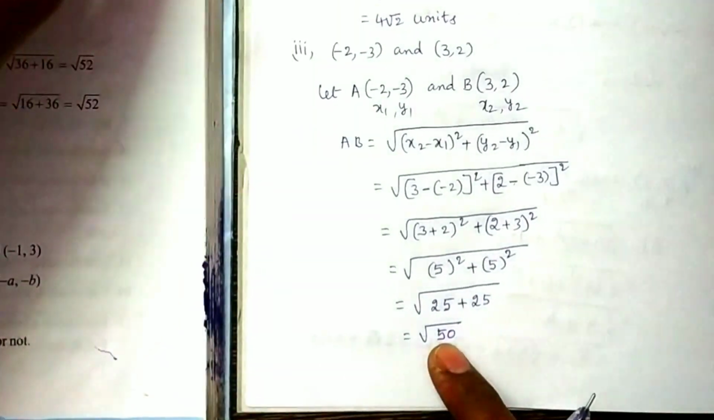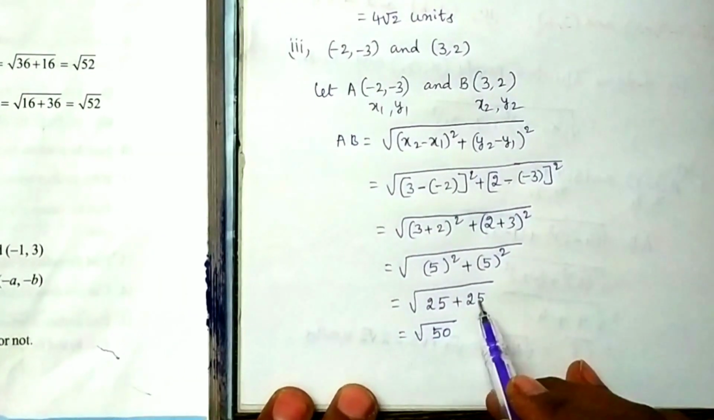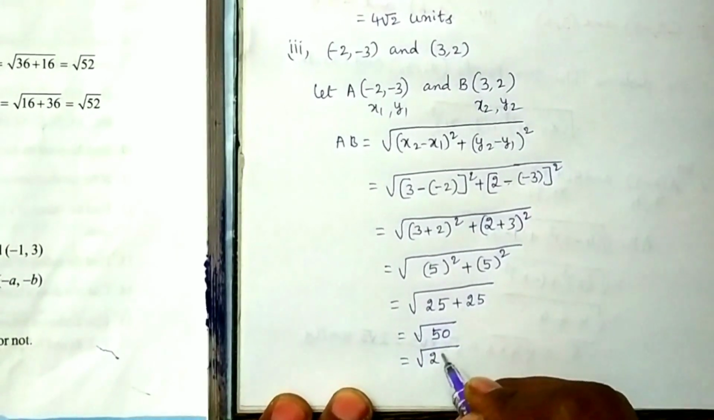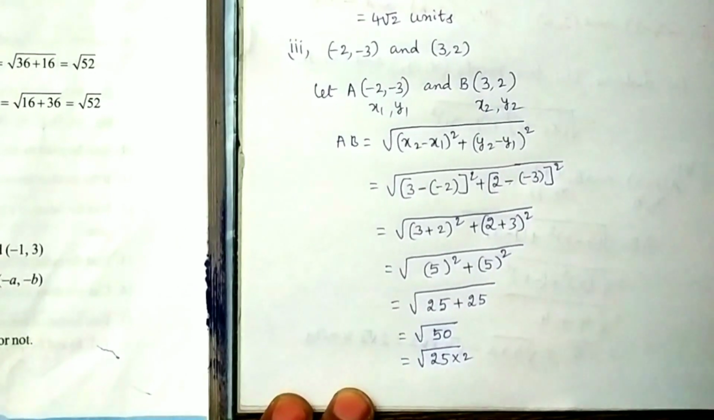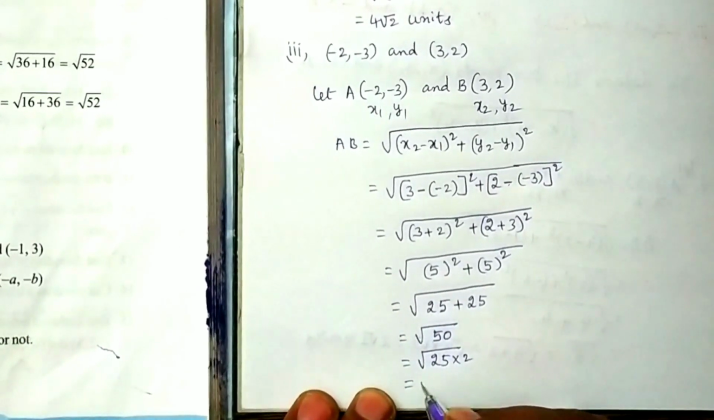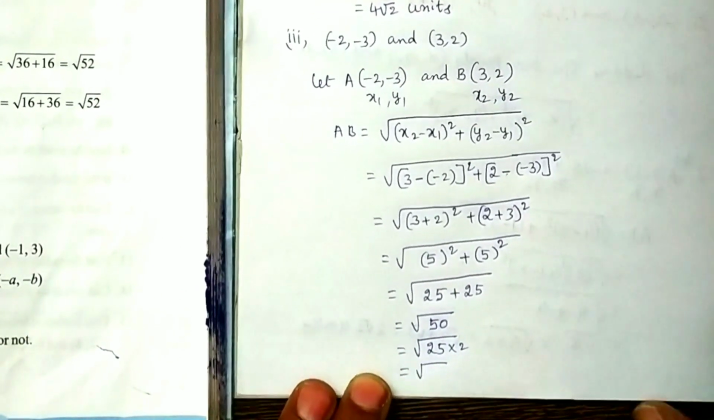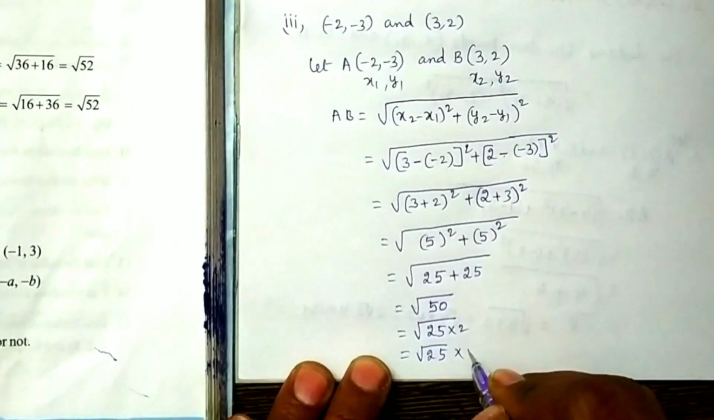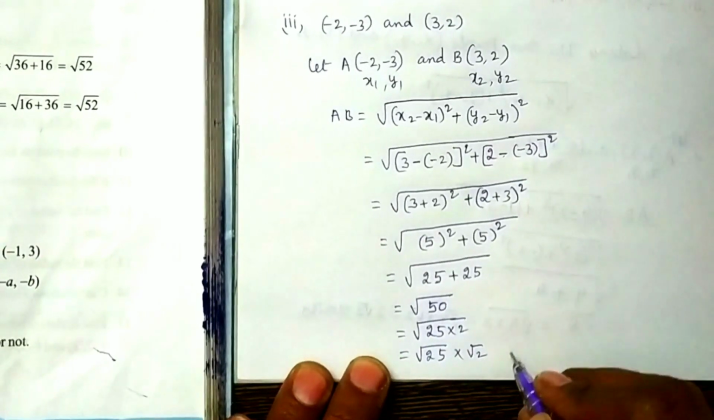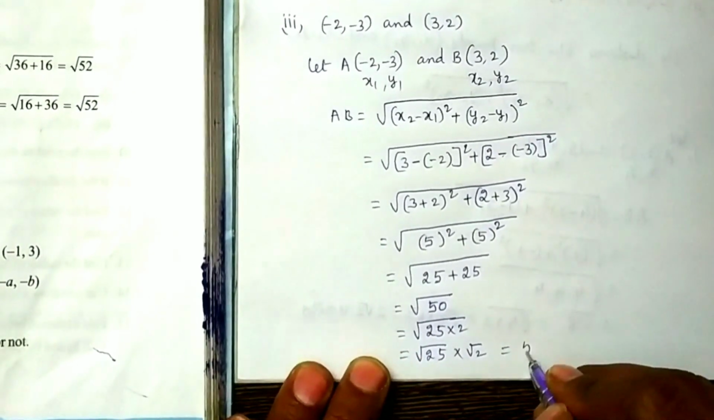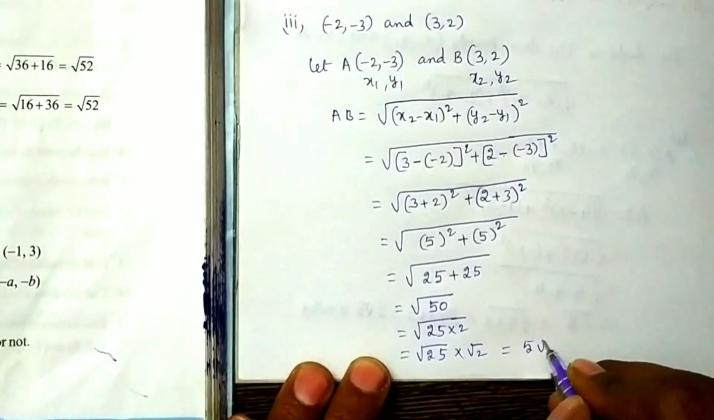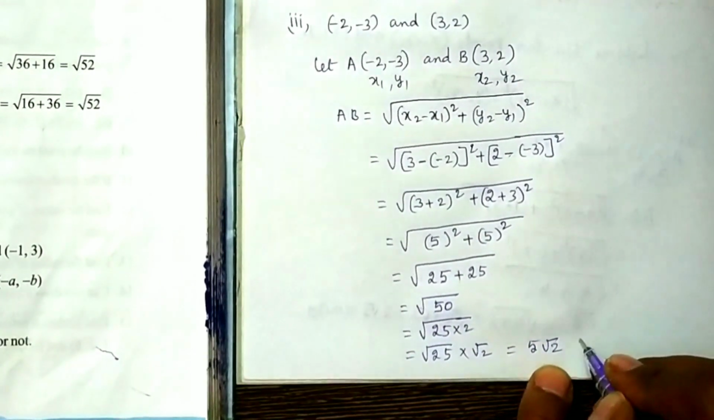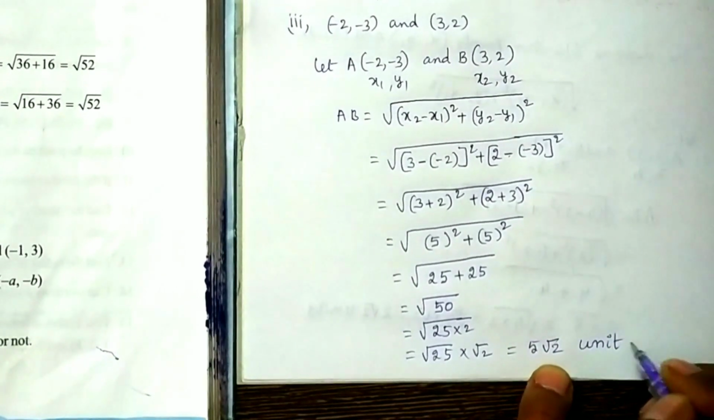In root 50, how many 25s are there? 2 25s. So write like this: 25 into 2. Separate it, that is root 25 into root 2. Root 25 means that value is 5, root 2 as it is. So the distance between these 2 points is 5 root 2 units.